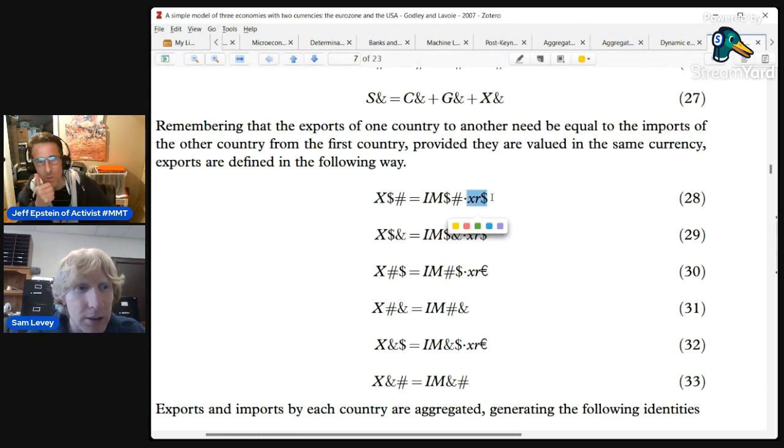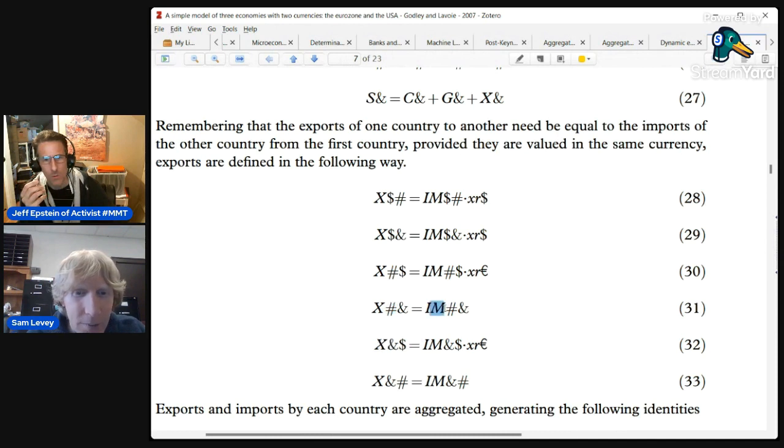You are kidding me. So exports hashtag is exactly the same thing as imports hashtag. Yeah, you can see it down here, this equation here. The reason there's no exchange rate is because these are both Euro countries, right? So this is imports into the hashtag country, and they are equal to exports to the hashtag country, and there's no exchange rate you have to deal with.